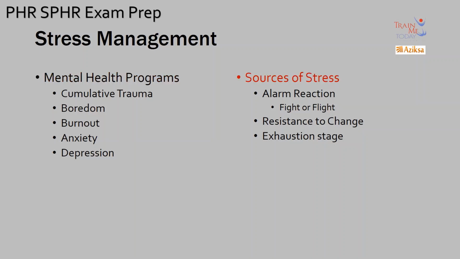When a stressor is present, a sequence of biological events occurs. We have 3 stages. One is called the alarm reaction. That's that fight or flight syndrome. The other is called resistance, of course. And then we have exhaustion, and that's where the body just exhausts itself, with the ability to adapt.